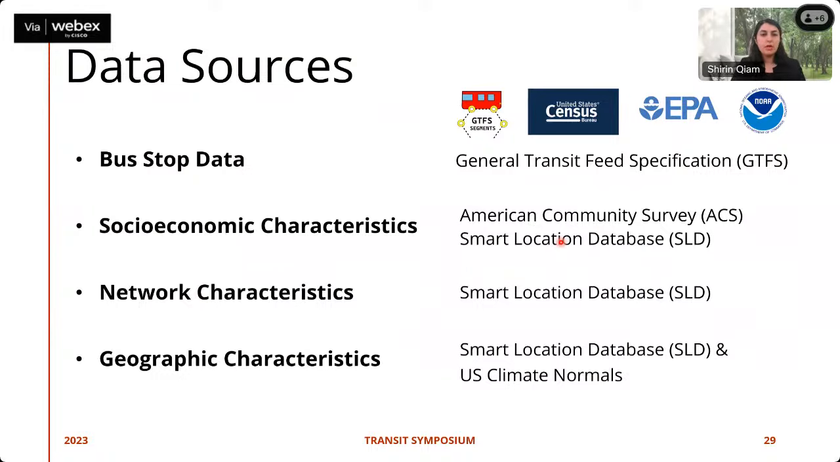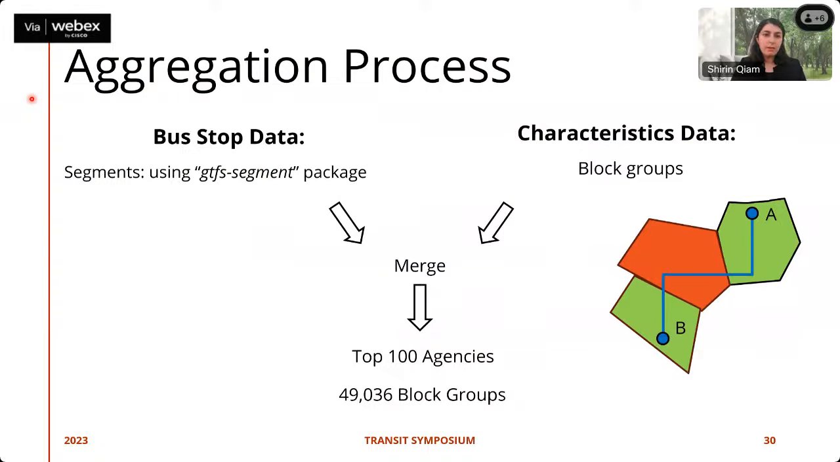Basically, our data can be categorized into two parts. The first part is bus stop data, that is the bus segments across the whole US using the GTFS segment package that Pernice showed you. Another part is our characteristic data that has the features for every block group in the US. So to merge these two, we just use those block groups that have a stop on them.